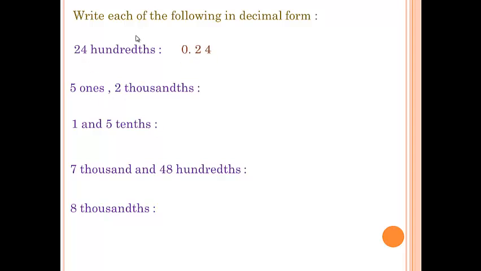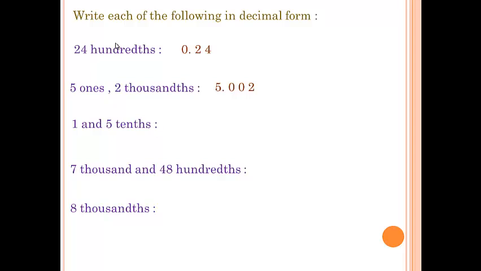We have here 5 ones, comma means and or point, 2 thousandths. Okay, 5 in ones, this is a whole, right? 5. Comma, turn it to a point, but we have 2. 2 in which place? 2 in thousandths. So the tenth place is 0. The hundredth place is also 0. We need 2 to be set at the thousandth place.